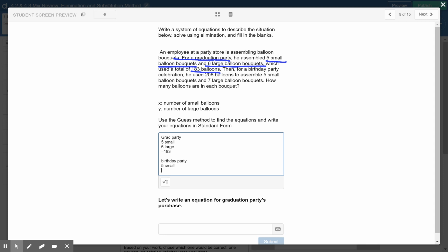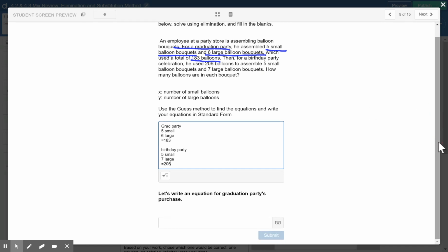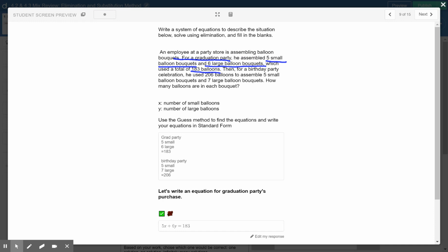5 small, 7 large, and even though that 206 was written first, that's the total. So it says use the guess method to find the equations and write your equations in standard form. So standard form is ax plus by. The a would be 5 because that's next to our x. The 6 would be our b value since it's next to our y, equals 183.